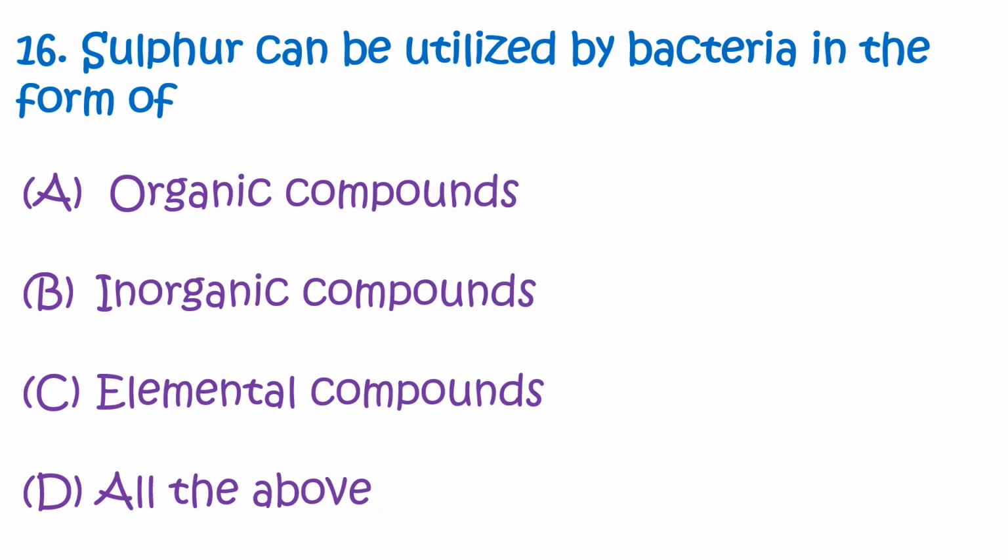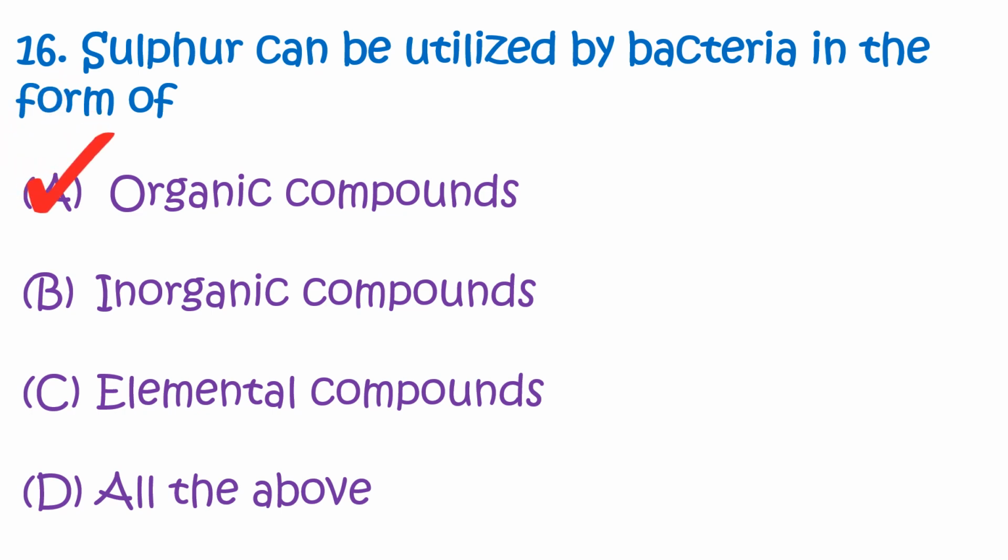Question number 16. Sulfur can be utilized by bacteria in the form of: option A, organic compounds; option B, inorganic compounds; option C, elemental compound; and option D, all of the above. And the correct answer is option A, organic compounds.